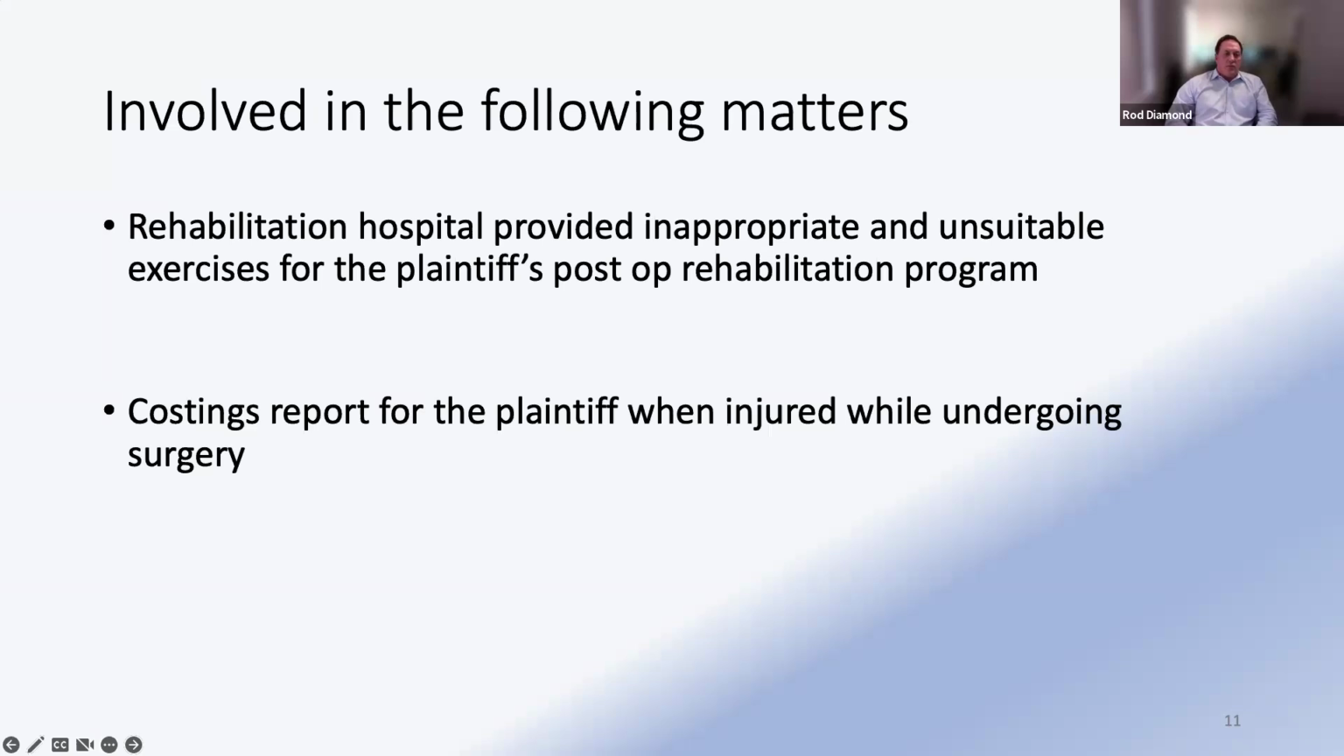Another matter I was involved with was a costings report for the plaintiff where the person was injured whilst undergoing surgery. In this particular matter, I provided a report for the lawyers, again acting for the plaintiff, that included a functional capacity assessment, which looked at, for instance, their tolerances, what they can and can't do from an exercise or physical activity perspective, the possible risk of cardiovascular disease as the injured person can no longer exercise as they once used to, and then future costings for rehabilitation and treatment.